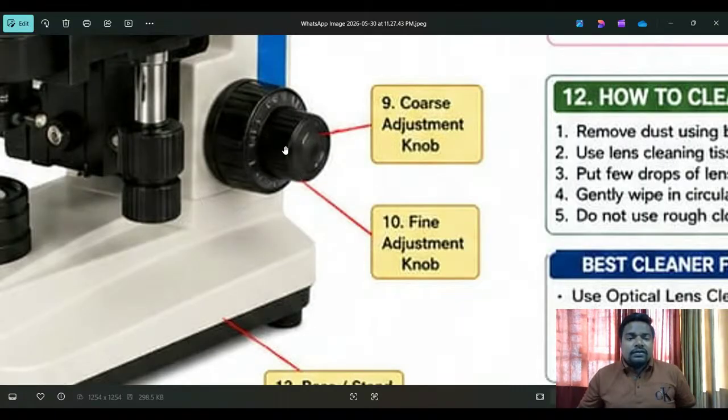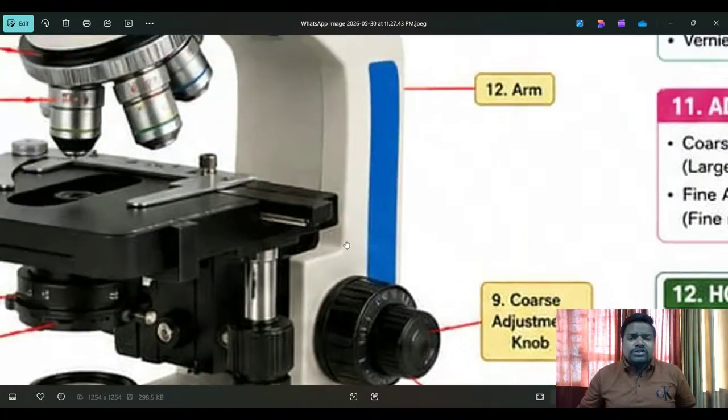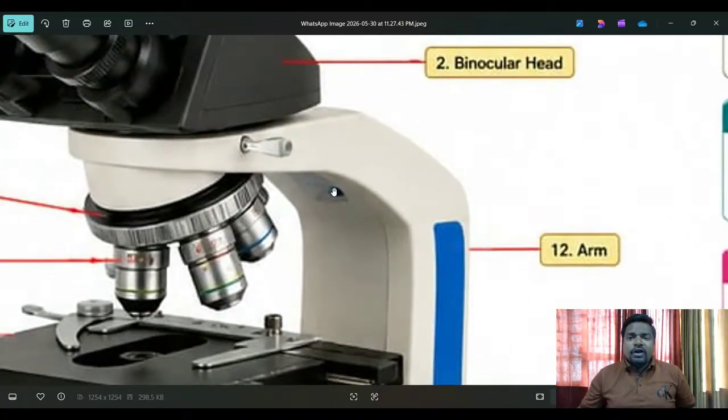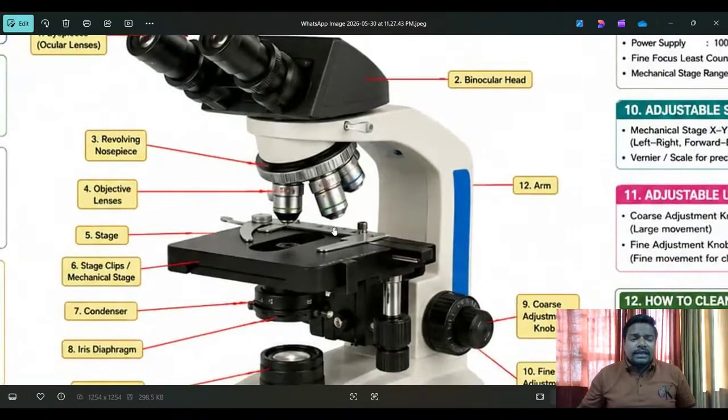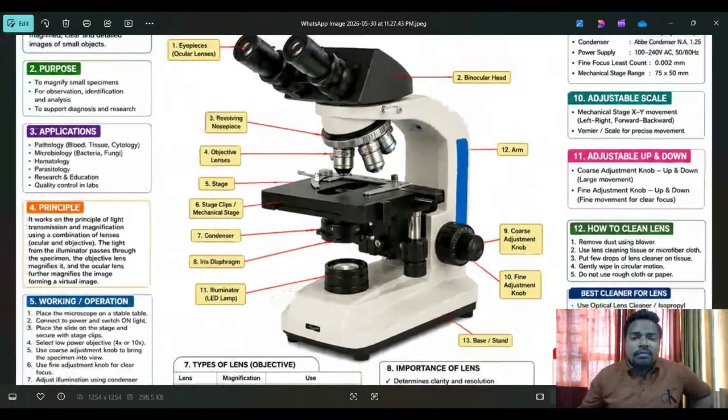This one. Next, ninth one, coarse adjustment knob. You have to know all these parts, and the 12th is the arm. I hope you got it very clearly. This is the complete visual part of the laboratory equipment, the binocular microscope.